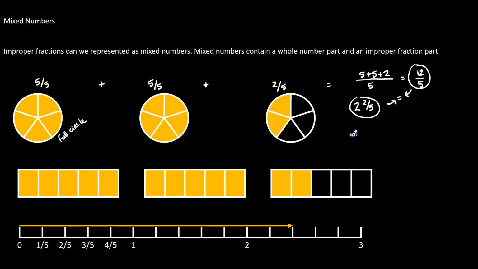So you take the whole number, multiply it to the denominator, and then add the number of pieces in the incomplete circle. That's going to be the new numerator.